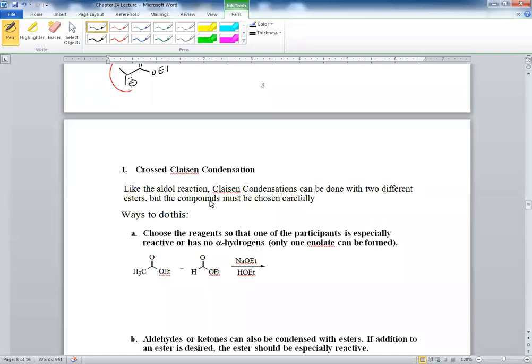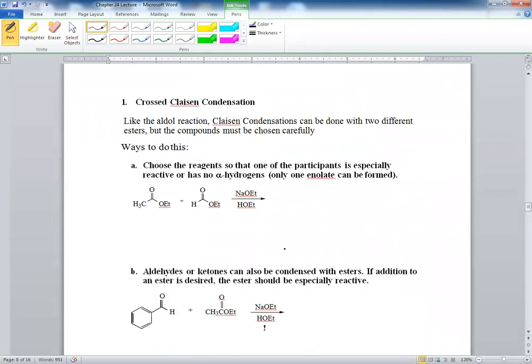Cross-Claisen condensation. Like the aldol reaction, Claisen condensation can be done with two different esters, but the compounds must be chosen carefully. Otherwise, you will get a mixture of products, and that's not a useful reaction. There are ways to do this, and we did talk about this before. One of them is to choose the reagent so that one of the compounds is especially reactive or has no alpha hydrogens.